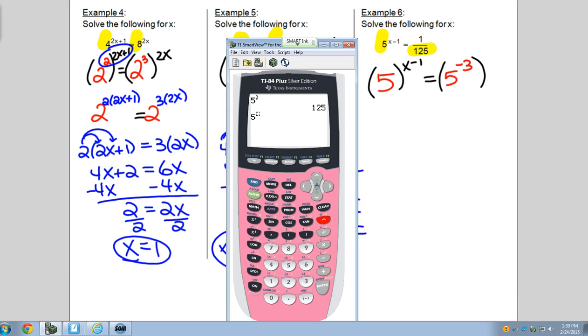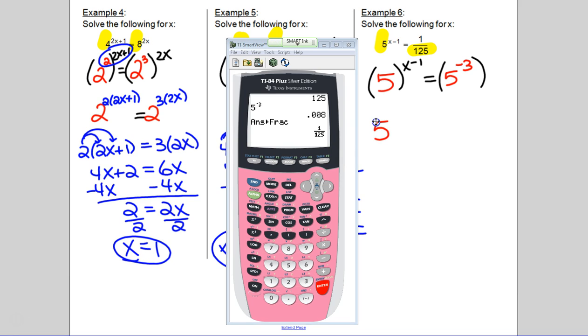And I can just show you it's going to work. There's my decimal, but I can always change it to a fraction on either calculator. On the 84, hit math, and then number 1. And then you can see that that, in fact, is correct. All right, and then there was no power on that one. So at this point now, we have a 5 base and an x minus 1 power. And we have a 5 base and a -3 power. Once the bases are the same, I now know that the 2 powers must also be the same.